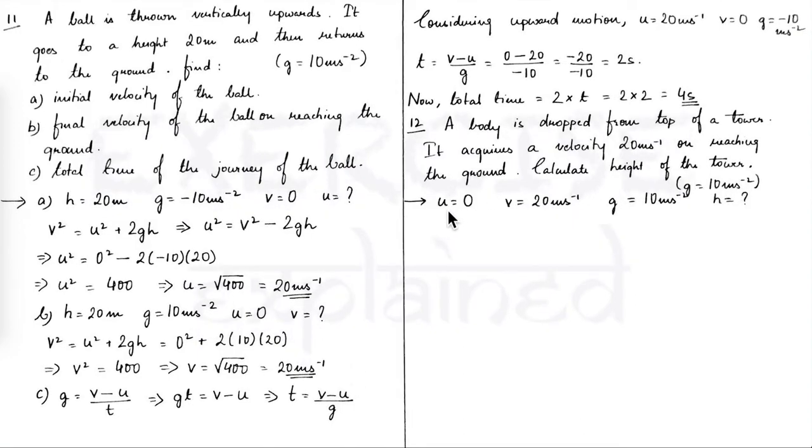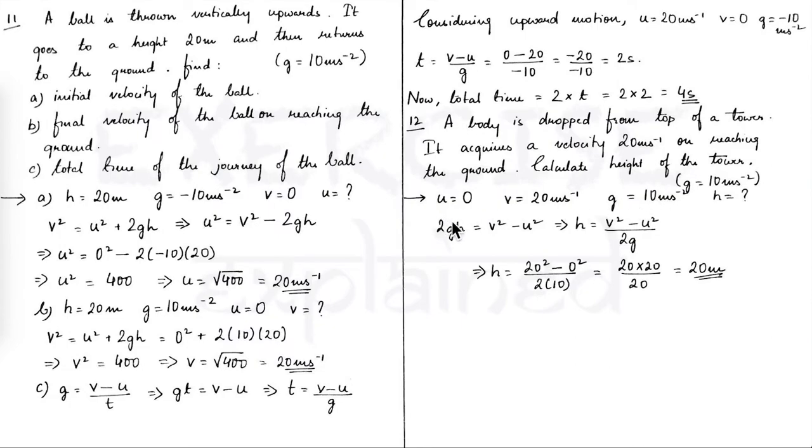So I write the given data, that is u is equal to 0 since it is dropped down. Final velocity is 20 meter per second as it is given here. Acceleration due to gravity, I have written it as 10 meter per second square. We need to find the height. So h is equal to question mark. So I use it as 2gh is equal to v square minus u square. So h will be equal to v square minus u square divided by 2g.